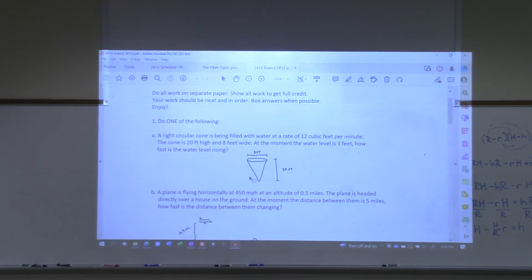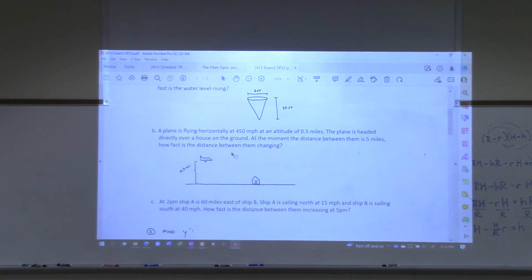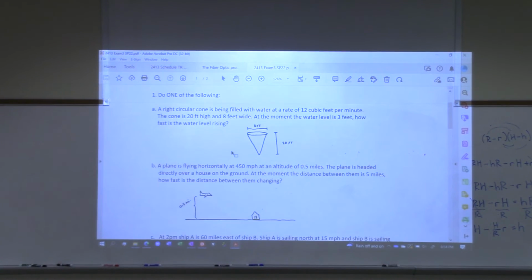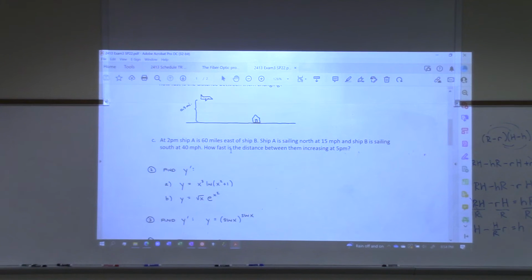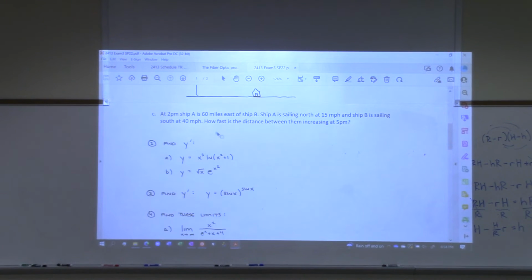So related rates, look what I did here. Do one of the following. So I gave them 3 to choose from. Boom. Then the next question is find the derivative. This is basically just product and chain rule. It's just making sure students know how to take derivatives of logs, right? Because we learned about how to differentiate logarithms.